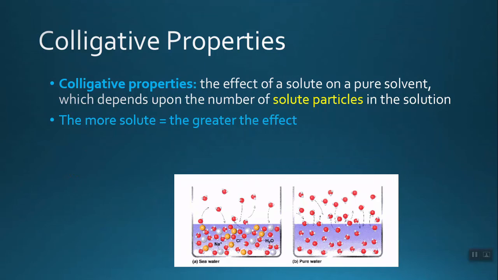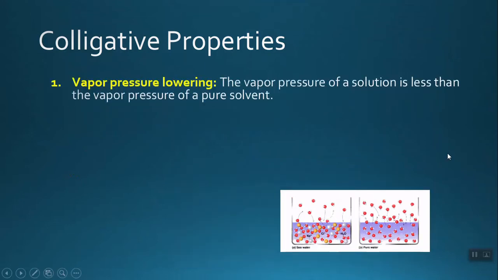We're going to talk about vapor pressure lowering, freezing point depression, and boiling point elevation. Okay, first we'll talk about vapor pressure lowering. The vapor pressure of a solution is less than the vapor pressure of a pure solvent. So think about water as your pure solvent.